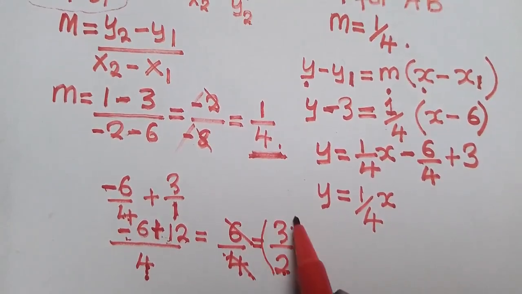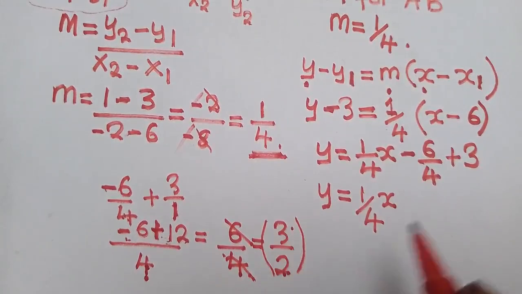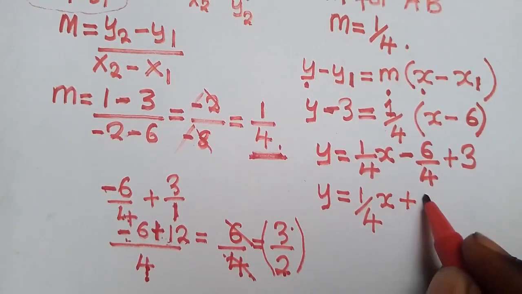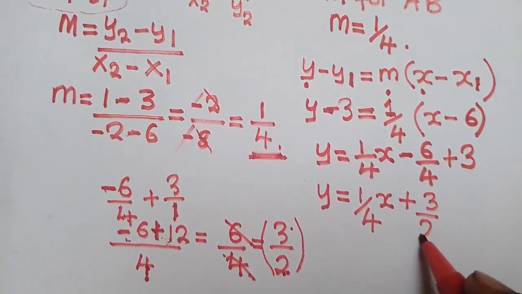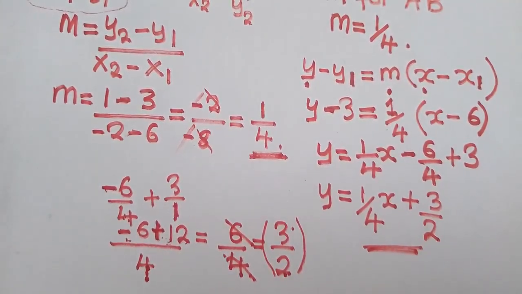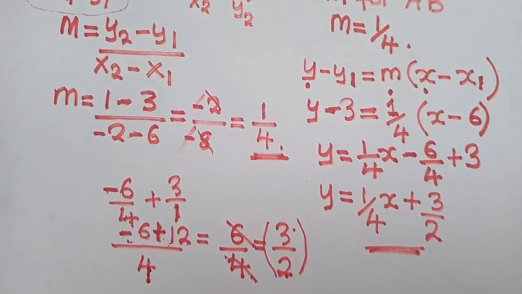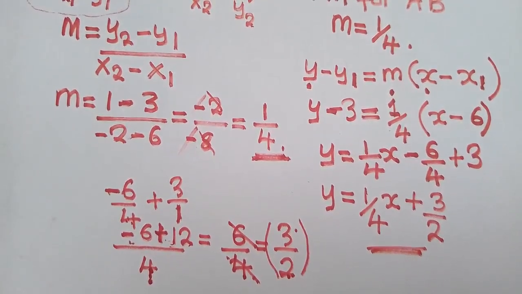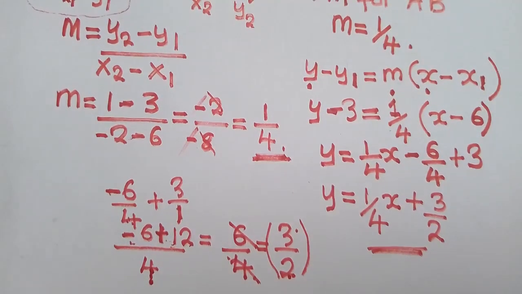So the answer is what? The answer is positive, which is 3 over 2. You just say plus 3 over 2. This is the equation that you need to have. I want you to know this, and I want you to get this. This is the way that you need to be answering any question that may come.